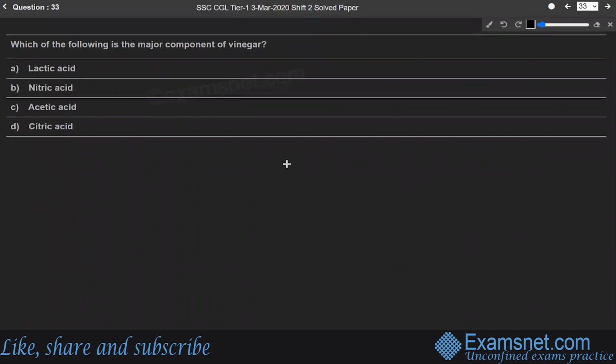Next question is, which of the following is the major component of vinegar? Let us have a look at the options: lactic acid, nitric acid, acetic acid, and citric acid. So, do you know what lactic acid, nitric acid, acetic acid, and citric acid are? First, let us have basic knowledge about all the given acids. First is lactic acid. Lactic acid builds up around muscles.